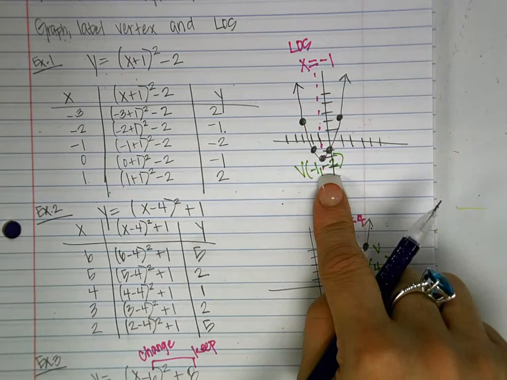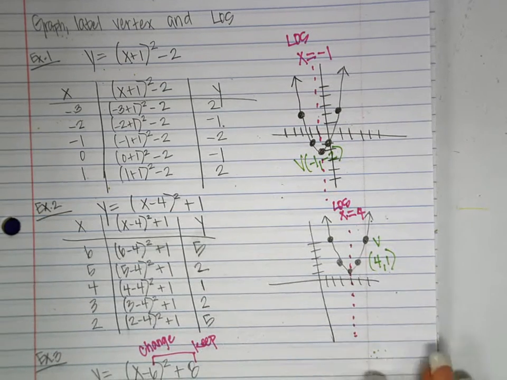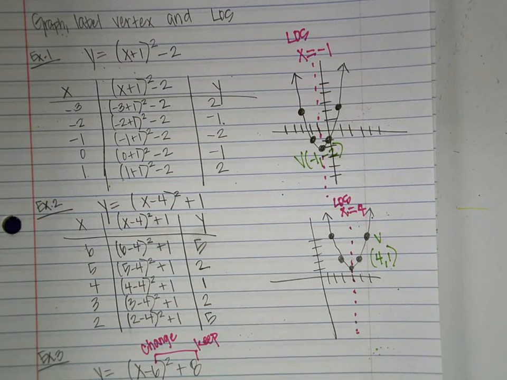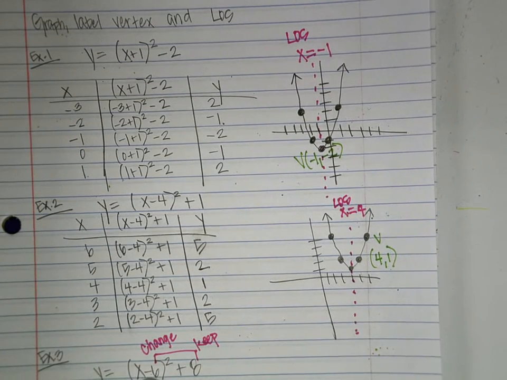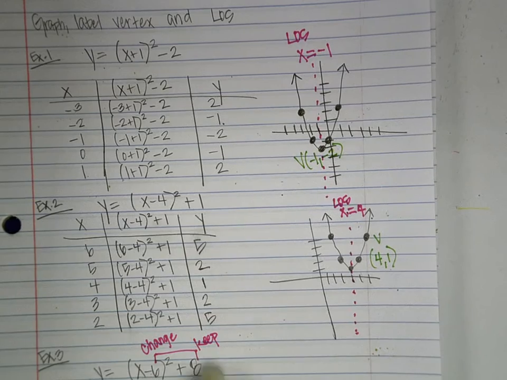So believe it or not, vertex form is actually, in my opinion, much easier because there's no formula. If it's in this form already, find your line of symmetry, change the sign. X equals that. We're good. Find the vertex, change and keep. And that's it. Okay? Yes, Brittany?